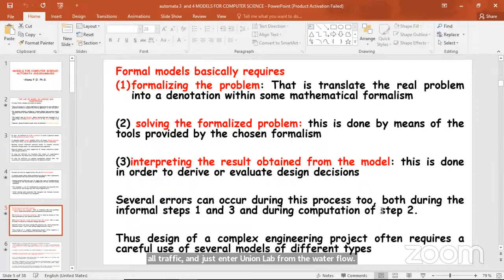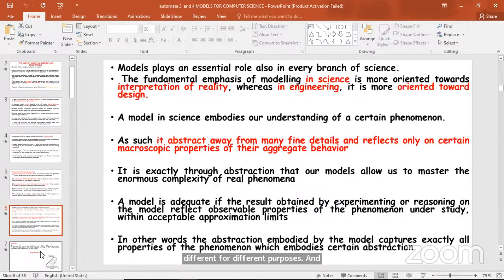Now, several errors can occur during this process too, both during the informal steps 1 and 3, and during computation in step 2. Thus, design of complex engineering projects often requires a careful use of several models of different types. So that means we have different models for different purposes and of different types. So model plays an essential role also in every branch of science. The fundamental emphasis of modeling in science is more oriented towards interpretation of reality, whereas in engineering, it is more oriented towards design. So if you are abstracting in the field of science, which computer science is one of, it is more supportive of interpretation of reality.